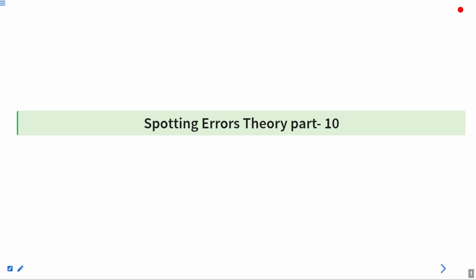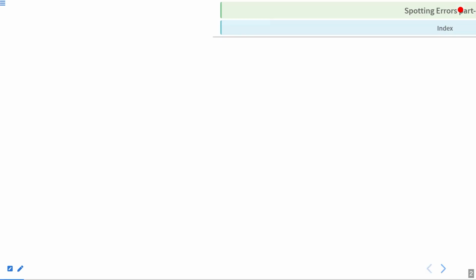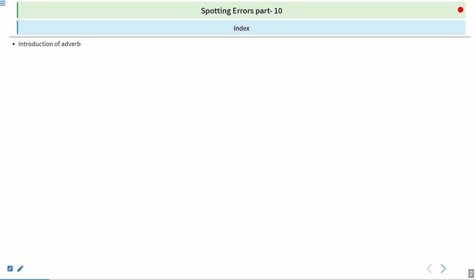Hello everyone, in today's session we are going to discuss spotting errors theory part 10. Let's begin. First of all, the index: introduction of adverb and some specific adverbs. So in this session we will talk about the introduction of adverb and some specific adverbs.